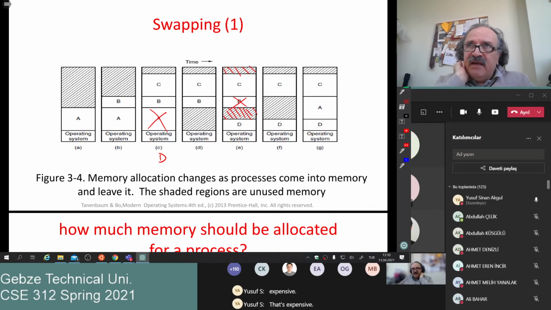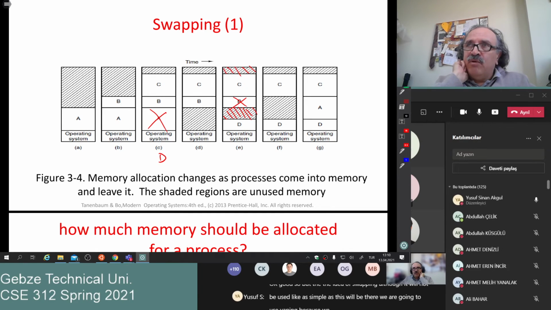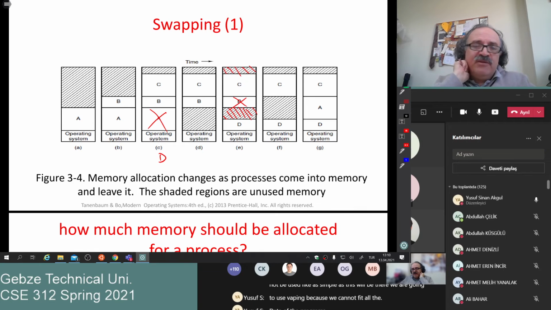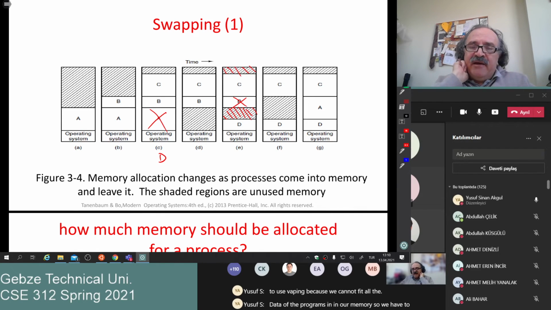Good. But the idea of swapping, although it will not be used as simply as this, will be there. We are going to use swapping because we cannot fit all the data of the programs in our memory. So we have to swap some data in and out, but we are not going to do it this way. Any questions so far?